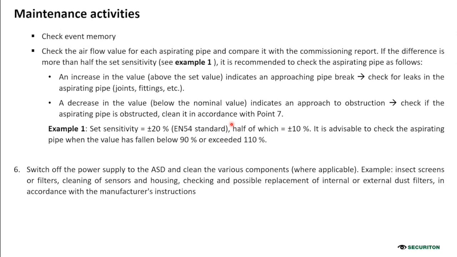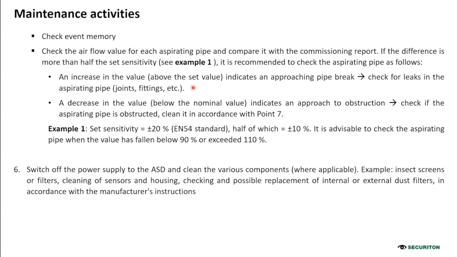So for example, whenever we see that this value of airflow is going down or going up, we need to make a check. In this example, we have a standard set sensitivity for the airflow fault of plus minus 20%. This is a standard for the EN, but it's also the same for the NFPA 72.